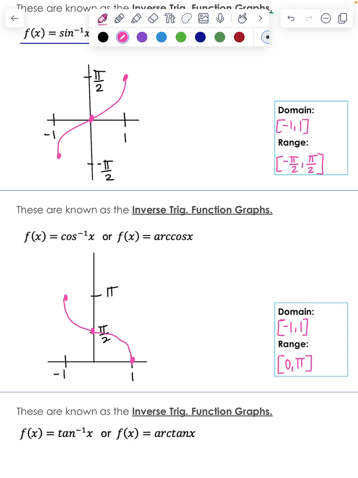Notice how I'm using brackets because I don't have any asymptotes and I don't have any infinities here or any arrows.